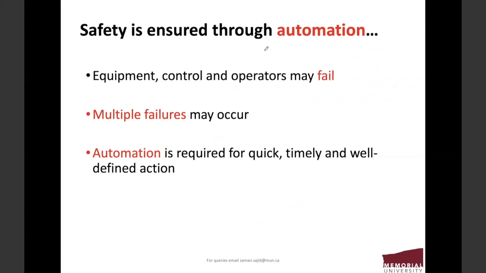Folks, safety is ensured through automation. Automation is required when equipment, control, and operators may fail. Multiple failures may occur. Automation is required for quick, timely, and well-defined action. We will see today how automation can take actions in a very timely way and in a well-defined manner in order to ensure the safety of our system.